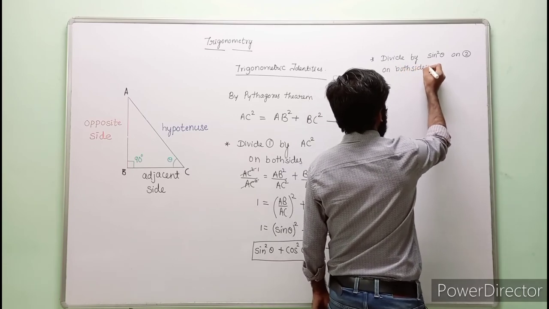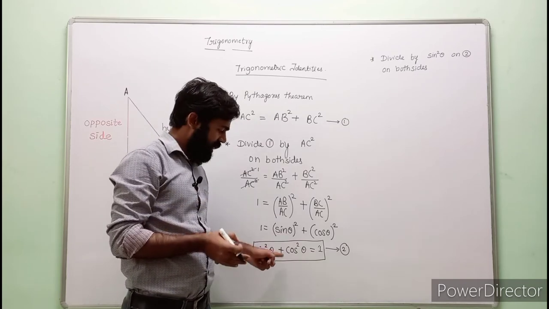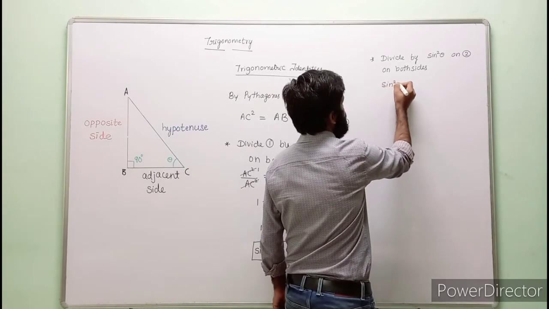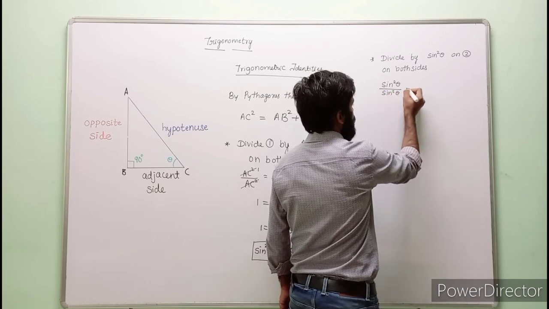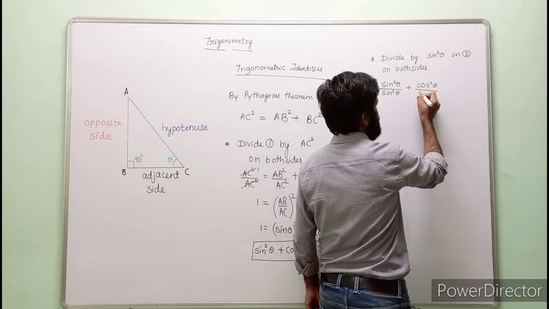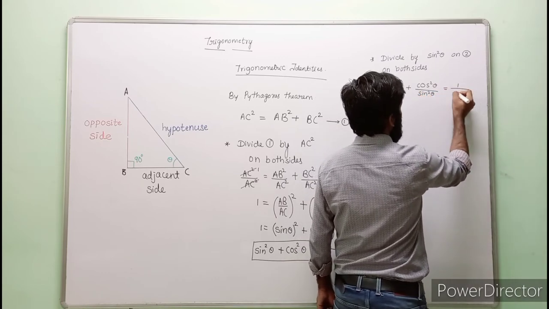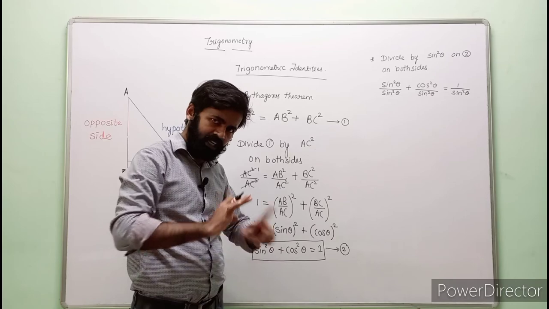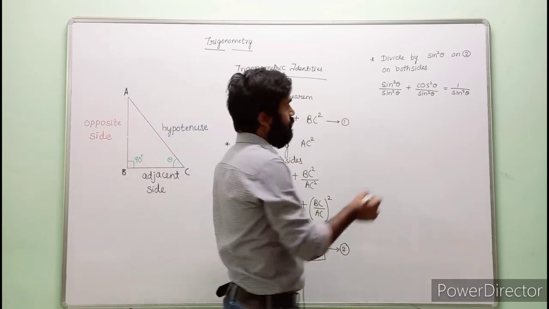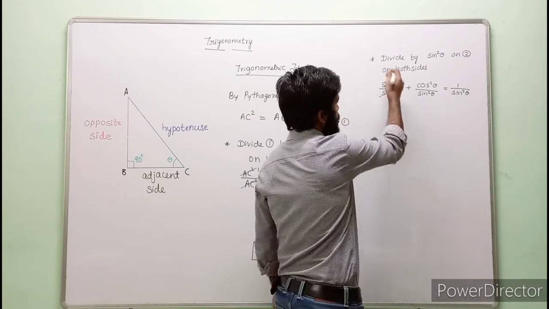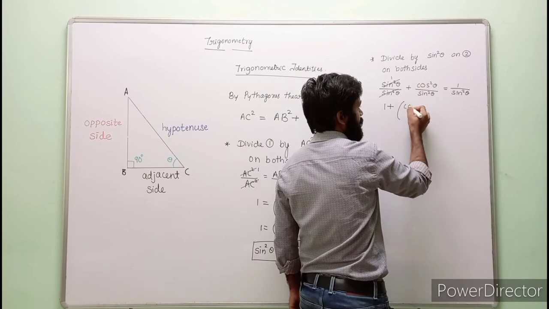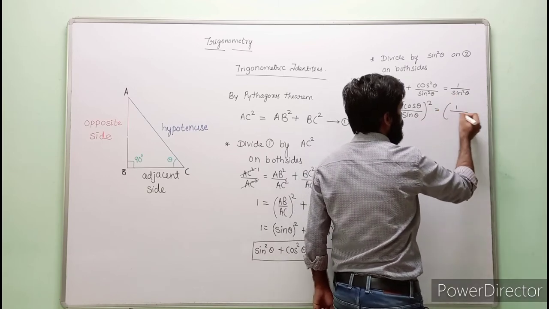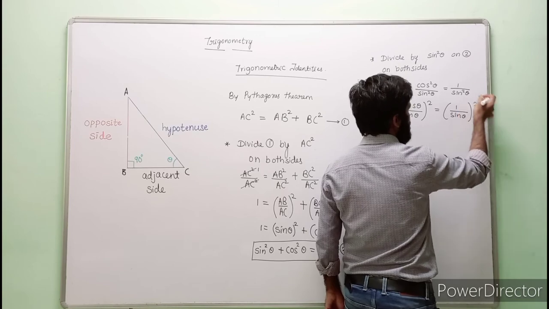See, for equation 2, on both sides I will divide by sin square theta. Now what do you get? Sin square theta plus cos square theta by sin square theta equals 1 by sin square theta. For every term I am dividing by sin square theta. Now sin square theta cancels. We get 1 plus cos theta by sin theta whole square, and this we can write as 1 by sin theta whole square, because 1 square is 1.